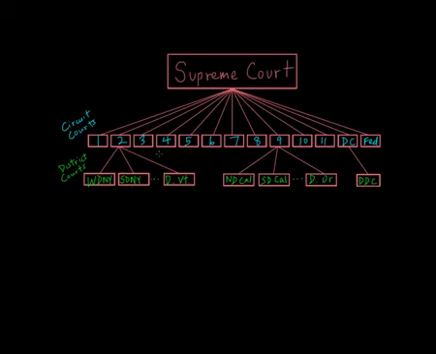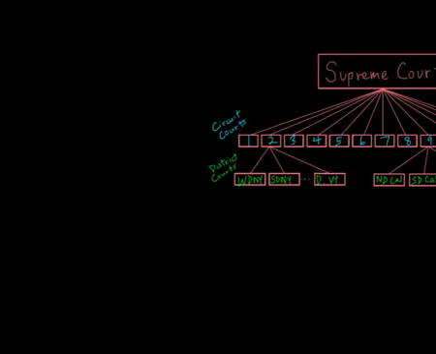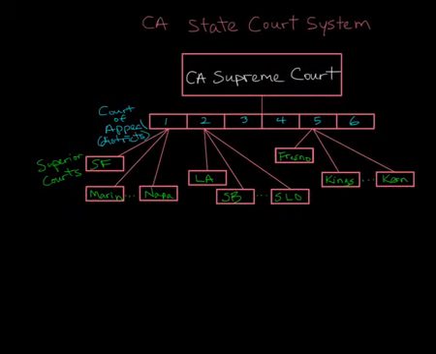And the trial courts inside of each circuit are bound by the decisions of that circuit court. But the trial courts are not bound by the decisions of other circuit courts, because they're not in that circuit. Okay? In the California state court system, we only have one court of appeal. Sure, it's divided into districts, but technically, it's one unified court.